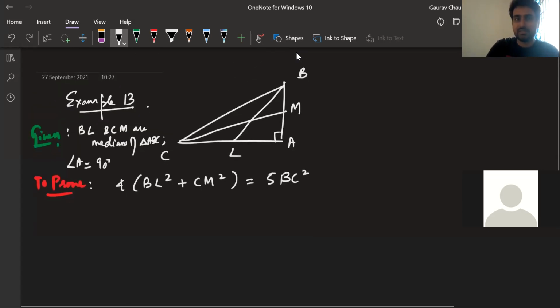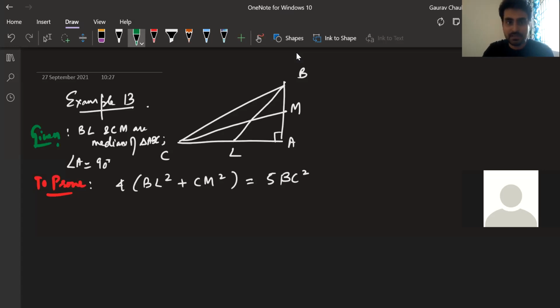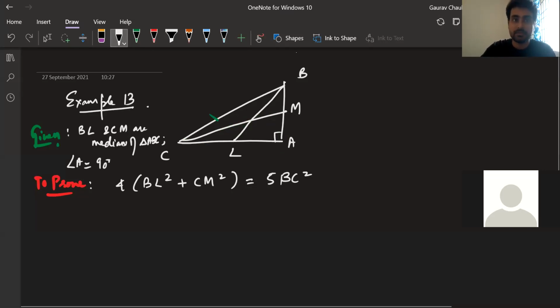Now, just by looking at this question, I'm seeing there's a BL square, there's a CM square. So I'm thinking, BL square, can I do something with it? I can see that BL square is a part of this right triangle, so I'm going to directly jump into that right triangle. Same way CM square is a part of this right triangle. So I'm just going to jump into that to attack this question.